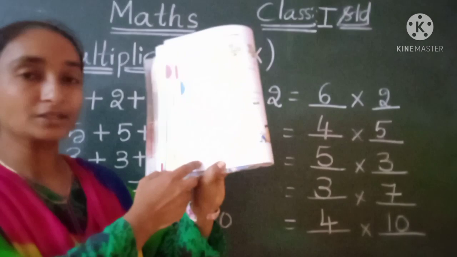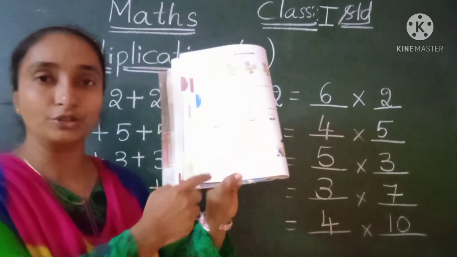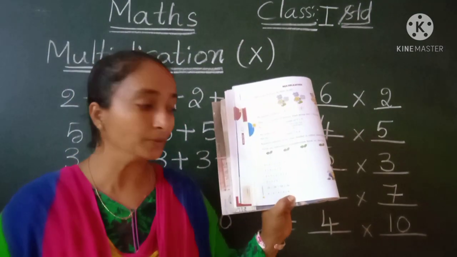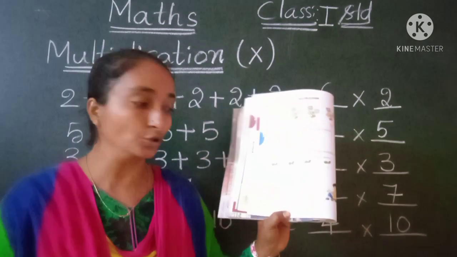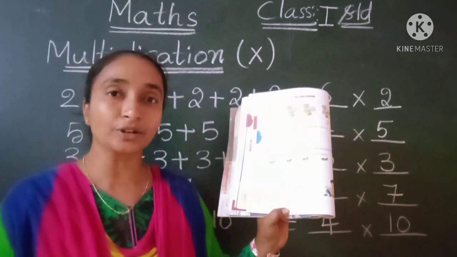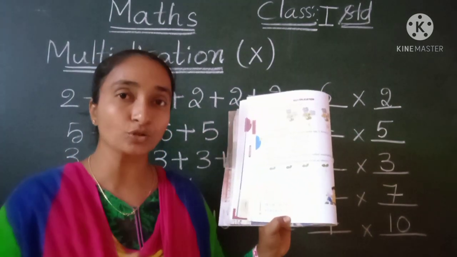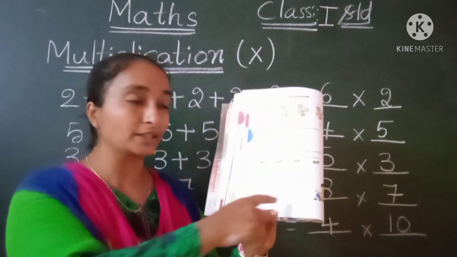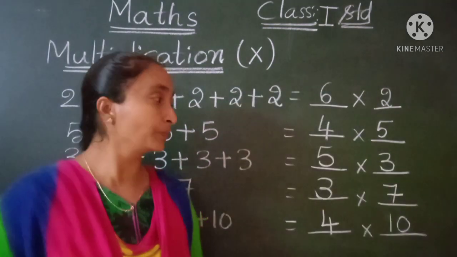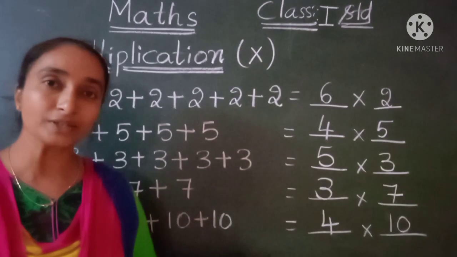Children, we have one last one more here. You can complete this, children. You can try on your own. First count the groups, and then write how many are there in each group. Like this you can complete this, children, in your textbook. I hope all of you understood this, children.